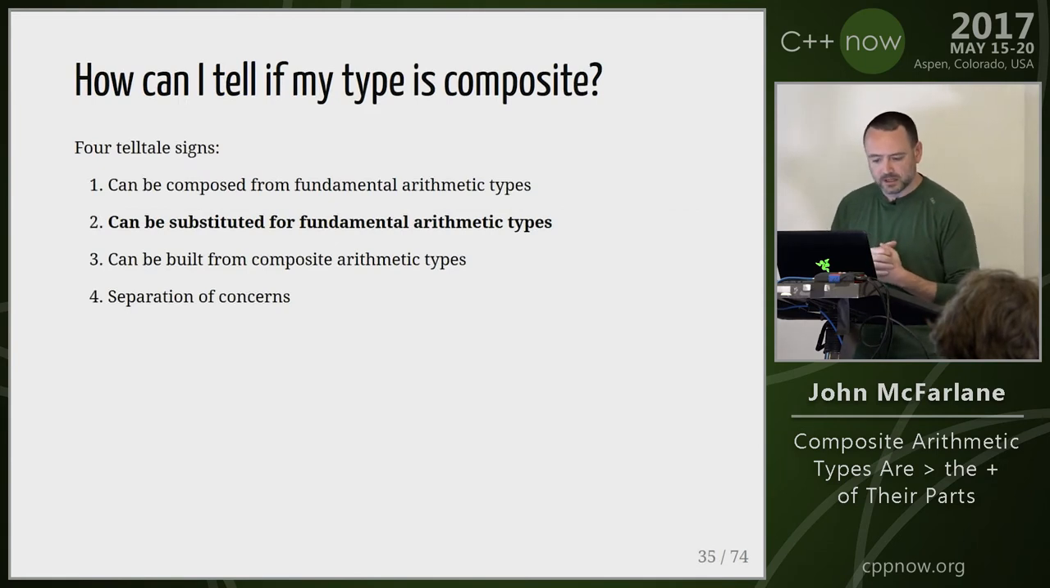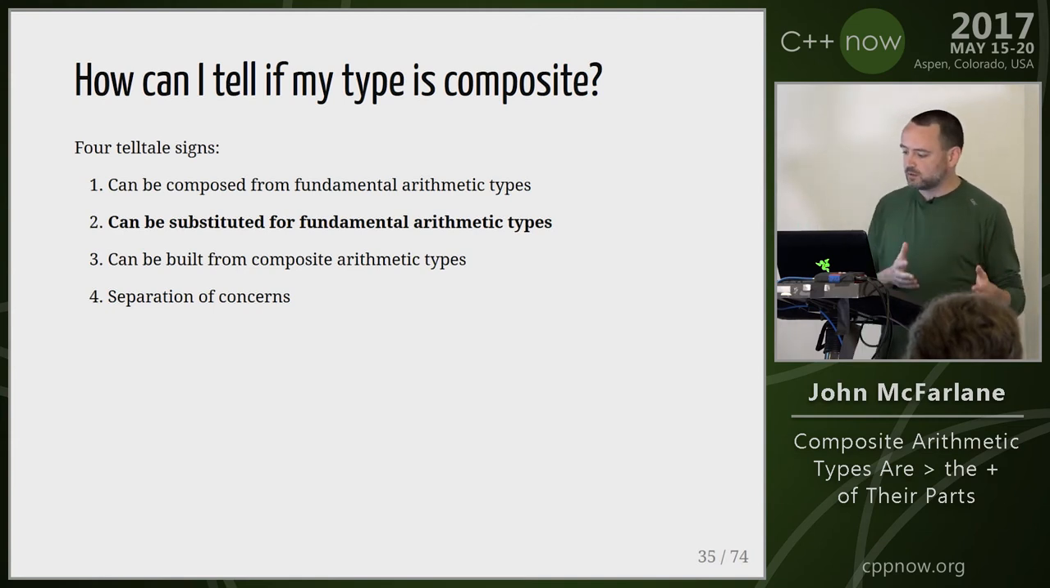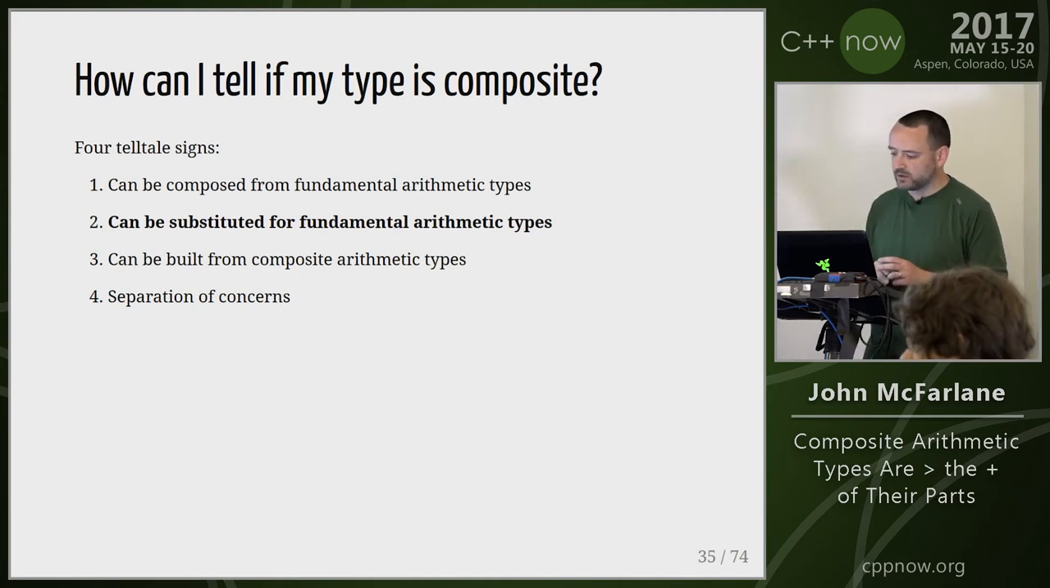Okay, so number two: you want your type to be substitutable for fundamental arithmetic types, if at all possible. Ideally, you want to be able to drop in the type that you're using to replace existing integers or maybe even floating point values.